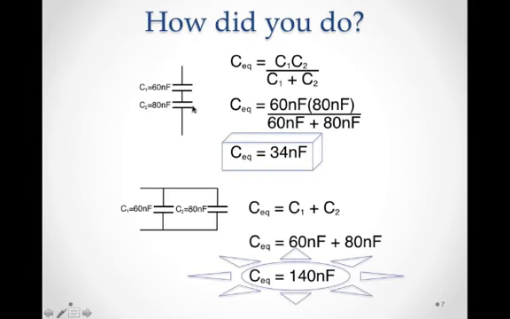So how did he do here? Starting with the series capacitance here, since we only have two capacitors, we can use a simpler form of equivalent capacitance here, the products over the sums. And doing that, 60 times 80 divided by 60 plus 80, we would get 34. And since it's nanofarads, we'd carry the nanofarads down here. So 34 nanofarads is less than our smallest capacitor, so we feel pretty good about that solution.